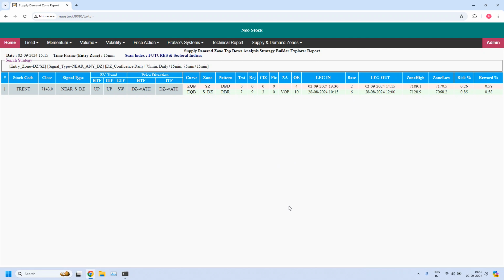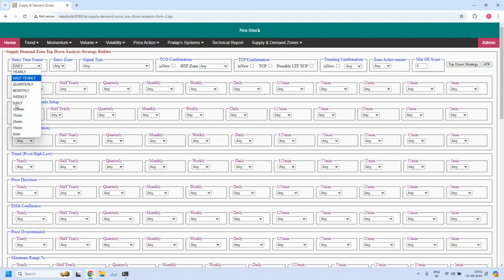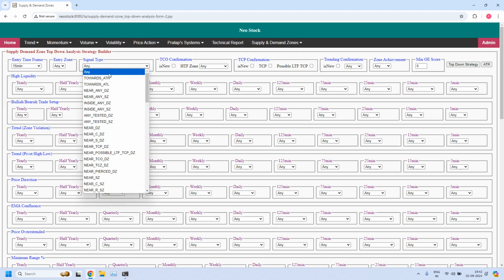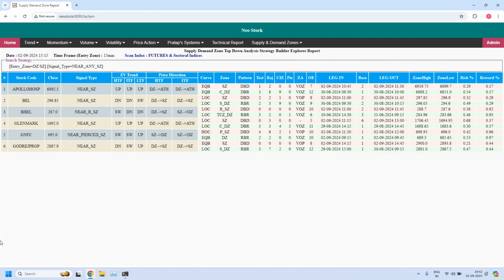Okay, the next report. The next report for 15 minutes time frame. Let us find the stocks near 15 minutes supply zone. 6 stocks are filtered.